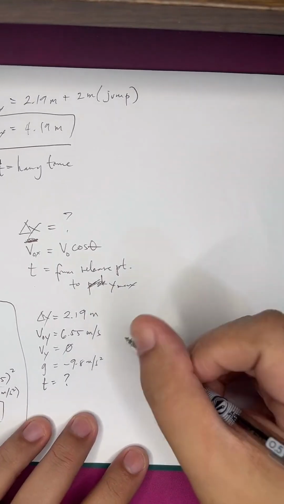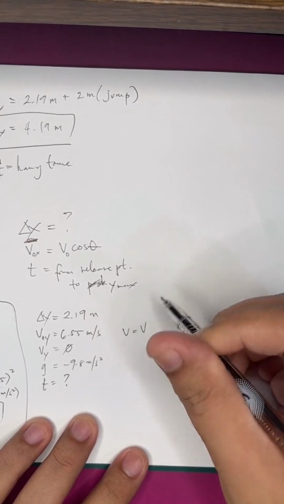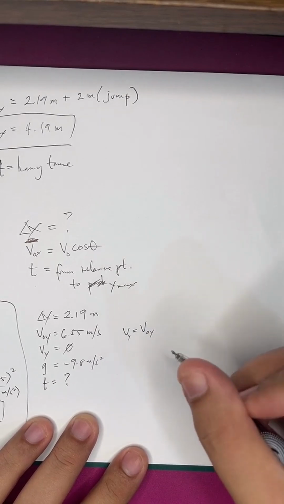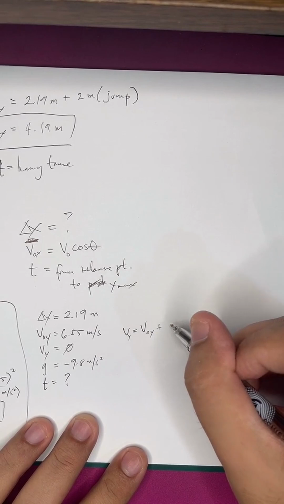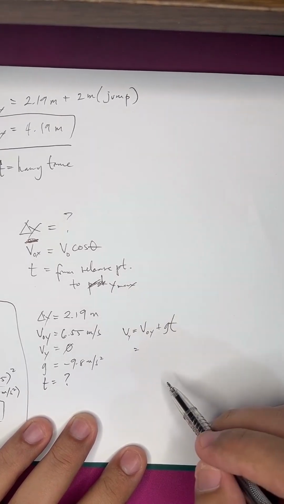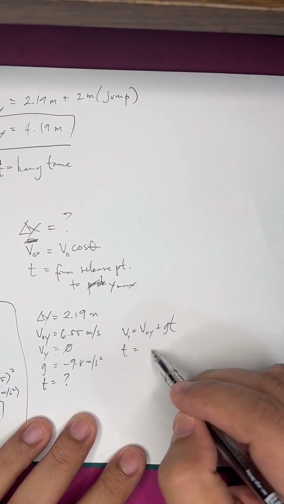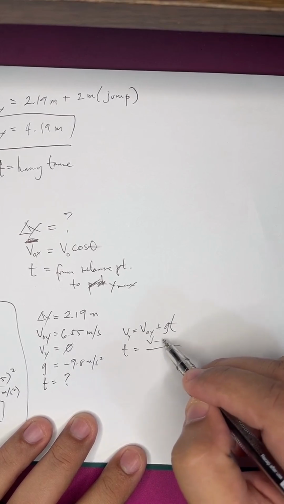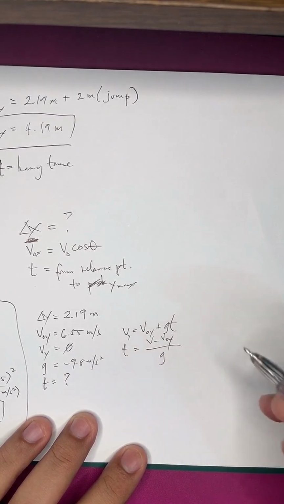So that would be V equals V naught, or Vy equals V naught y plus, what was that again? Oh, GT. Yeah. So we move things around and we get T is equal to V minus V naught y over G.